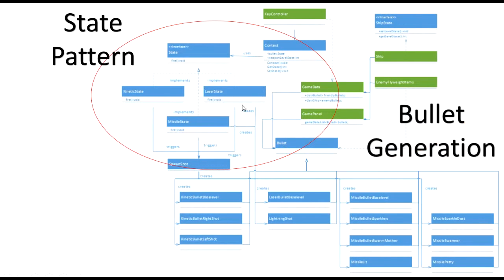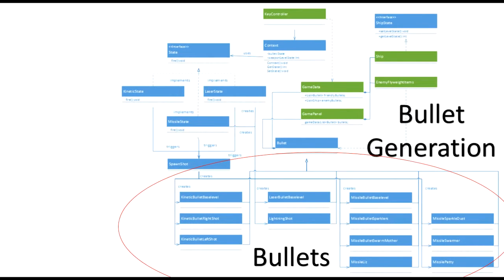Right here's a state pattern which sets the states and is responsible for triggering and creating these bullets. One benefit of actually using the state pattern is that it is loosely coupled with the ship, so this whole bullet generation system can be used with not only the player ships, but also by enemy ships as well. Lastly, the classes down here are all different types of bullets that I've implemented into this game.